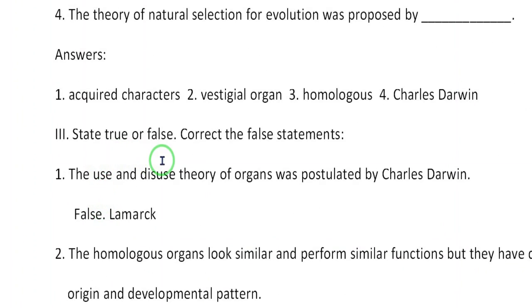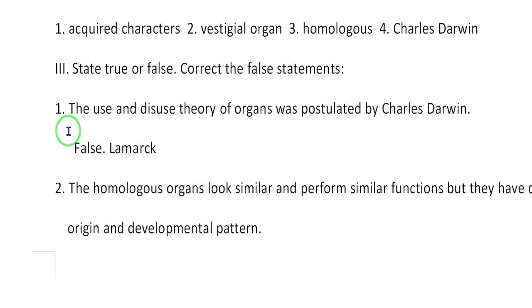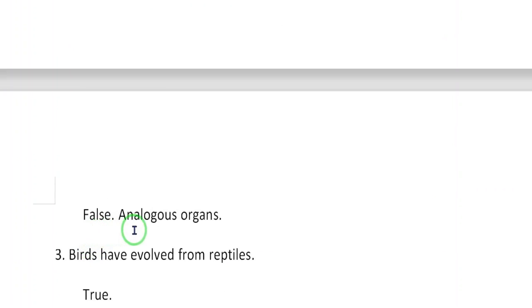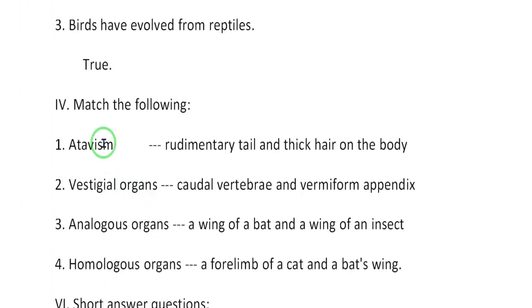Then Roman number 3. State true or false. Correct the false statements. Question number 1. The use and disuse theory of organs was postulated by Charles Darwin. Answer is false. Correct answer: Lamarck. Strike out the words Charles Darwin and write Lamarck. Number 2. The homologous organs look similar and perform similar functions, but they have different origin and developmental pattern. Answer is false. Correct answer: analogous organs. Question number 3. Bats have evolved from reptiles. Answer true.